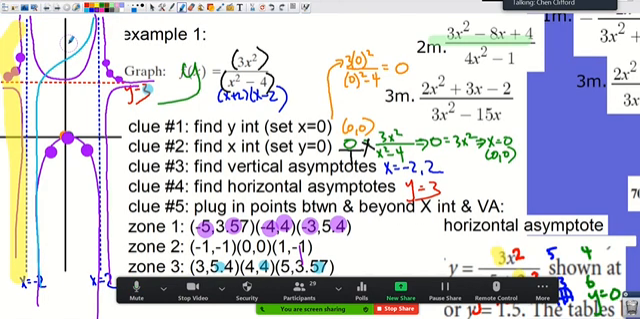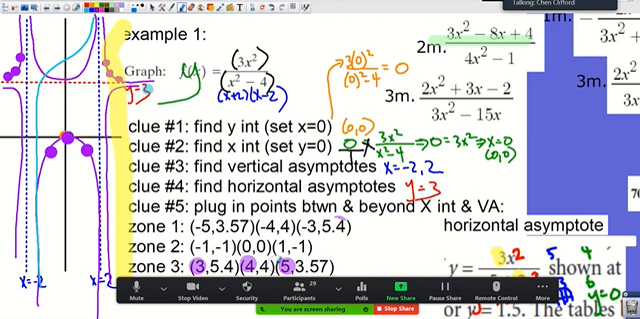Okay. Let's do the same thing for zone 3. So let's bounce on over to zone 3 right here. Zone 3, same idea. We have a vertical asymptote of +2. Zone 3 is to the right of this vertical asymptote. So what are some x coordinates to the right of this vertical asymptote of 2? +3, +4, +5.